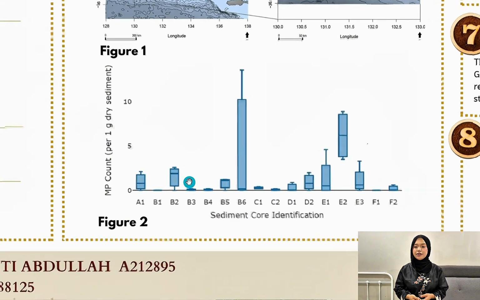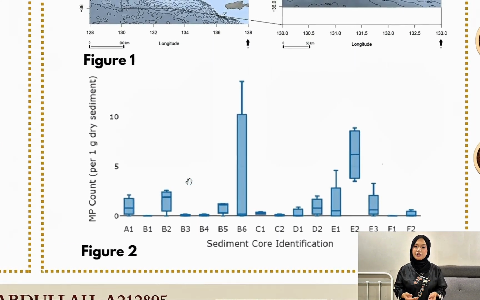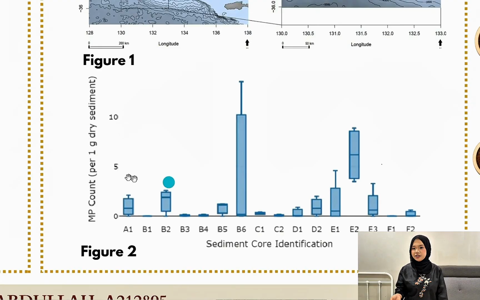Now, let's look at Figure 2. Figure 2 shows the distribution of microplastic concentrations across different sediment cores using a box plot. Each box represents one sampling location in the deep sea area. It shows that there is a large variation in microplastic levels even within the same sampling site. As you can see here, there are more than 10 sediment cores because multiple samples were collected from different points to make the results more accurate and to show the variation in microplastic distribution.